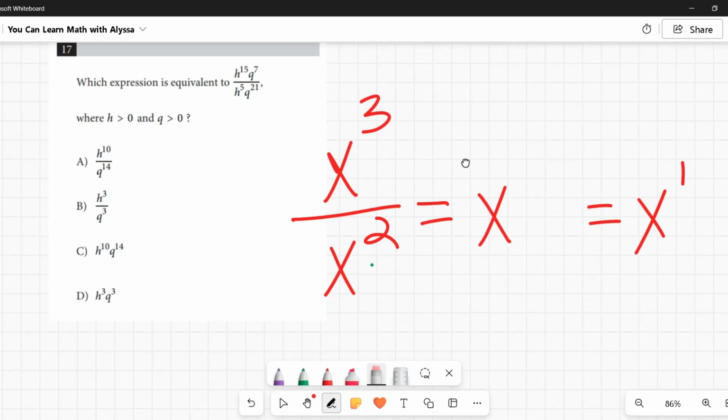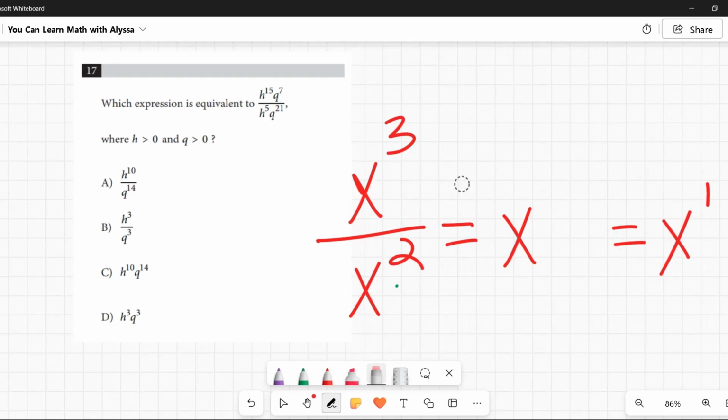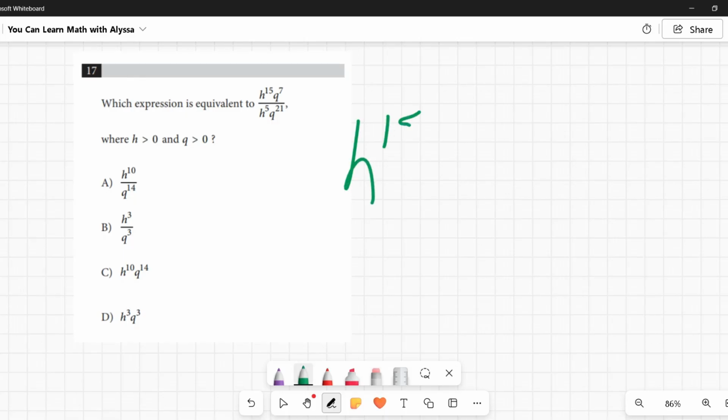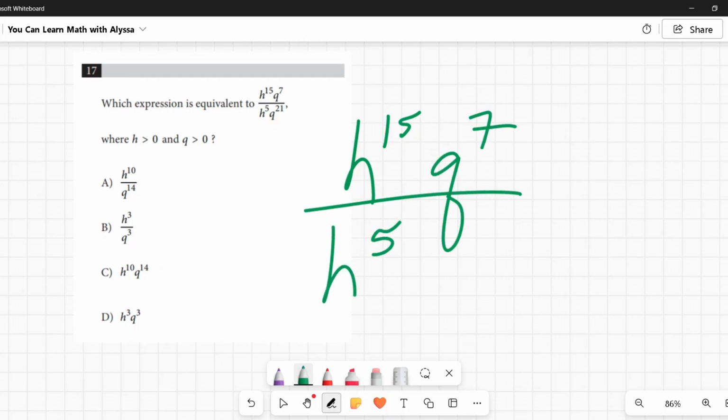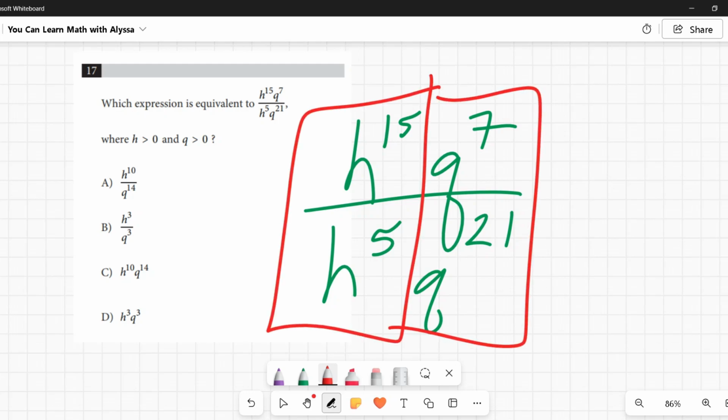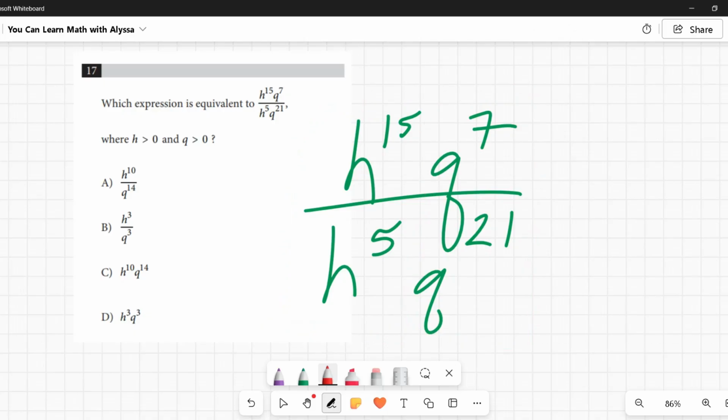So the application that we can use in this problem is because we have this h to the 15th times q to the 7th over h to the 5th times q to the 21st. We can treat them separately because they're being multiplied. We can say what cancels out of this group and what cancels out of that group. And we can do that. Now keep in mind, like I said, you subtract. Hang on to that thought for just a second.